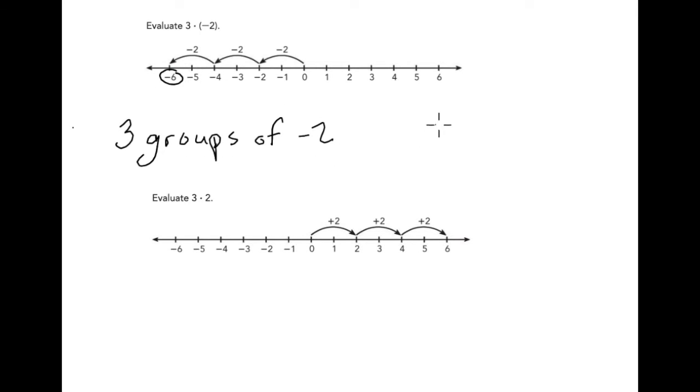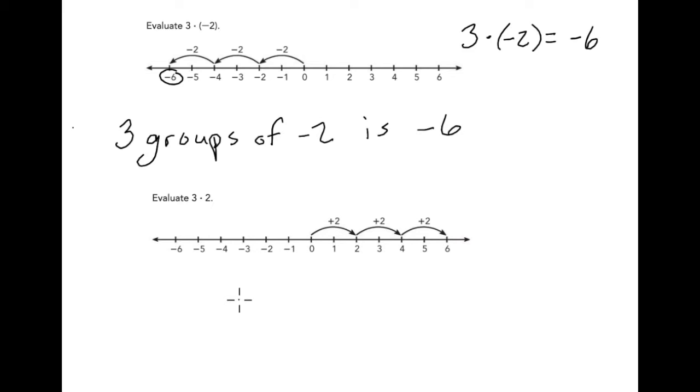So 3 groups of negative 2 is negative 6. That means that we could say 3 times a negative 2 equals a negative 6.